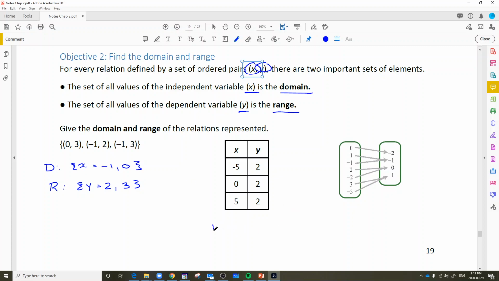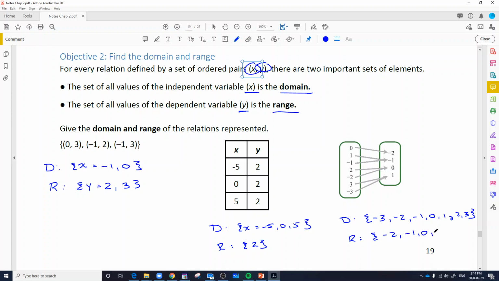If I gave it to you in a table of values, the domain for this set would be x equals -5, 0, and 5. And the range would be just 2. In corresponding or mapping, again, the domain is your x values. So if you look at the x values, you've got 0, 1, -1, 2, -2, 3, -3. So we're going to write them in order. I'm going to say it's -3, -2, -1, 0, 1, 2, and 3. And the range is -2, -1, 0, and 1.